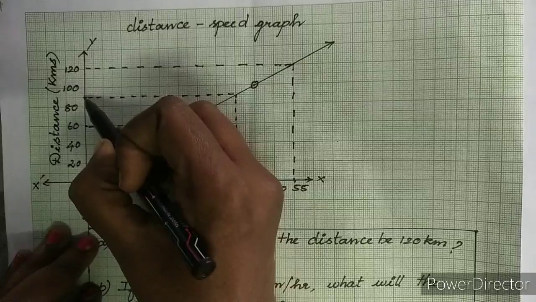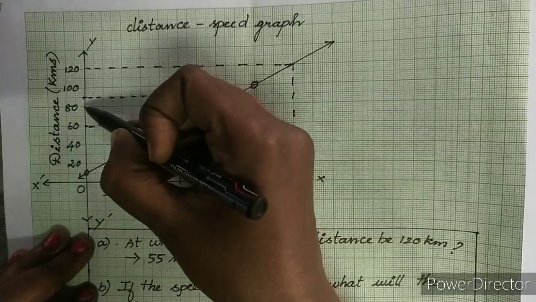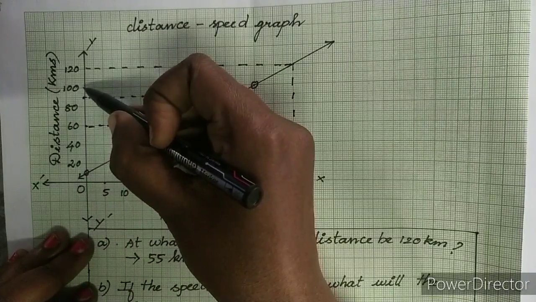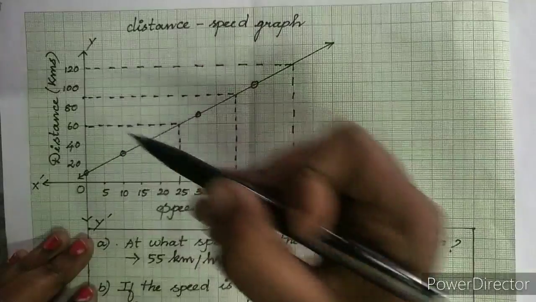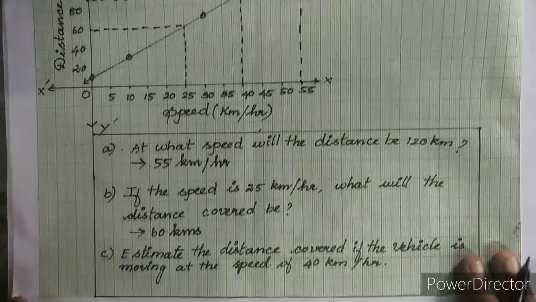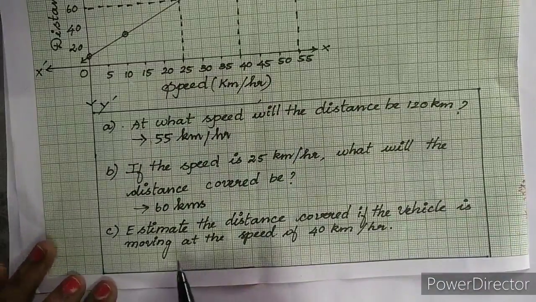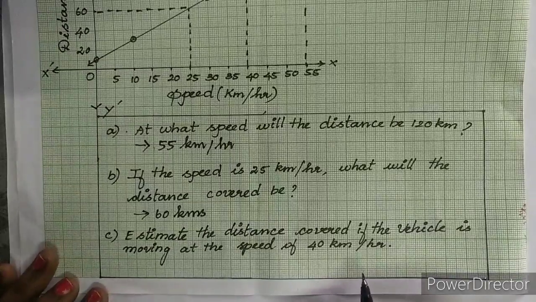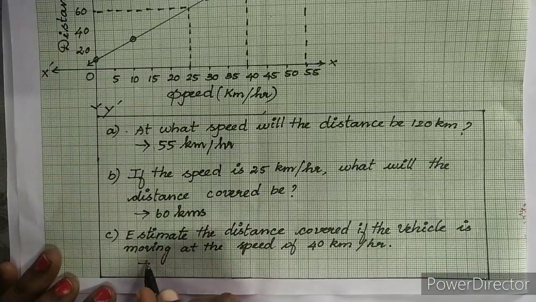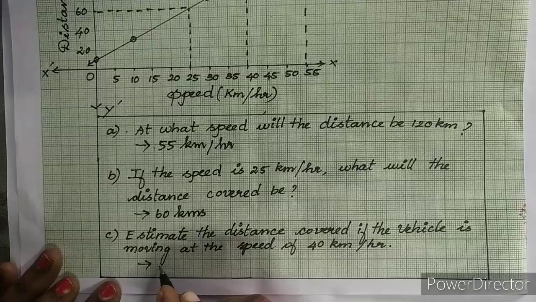Our distance covered will be 90 kilometers because it is in between 80 and 100. So it will be 90 kilometers. So the distance covered if the vehicle is moving at the speed of 40 km per hour is 90 kilometers.